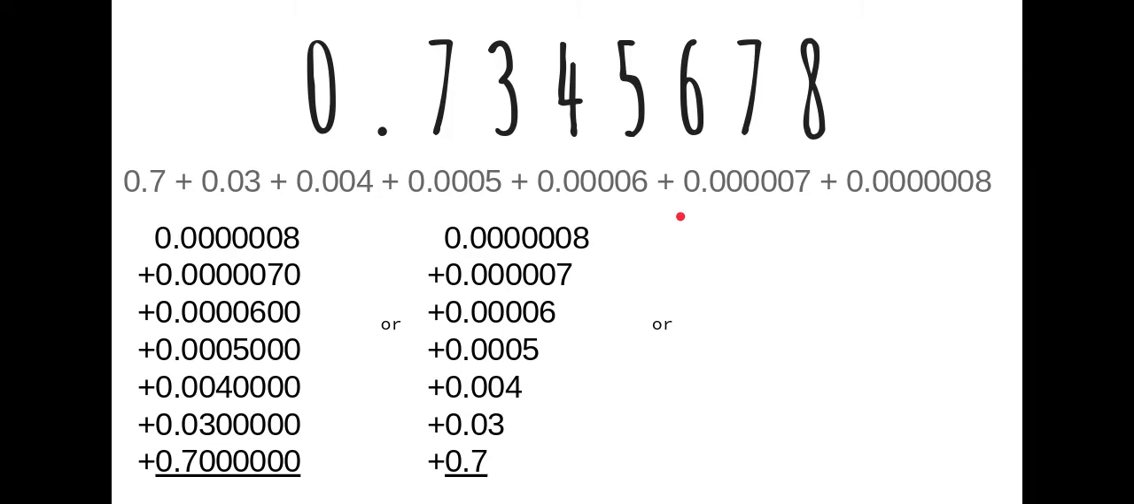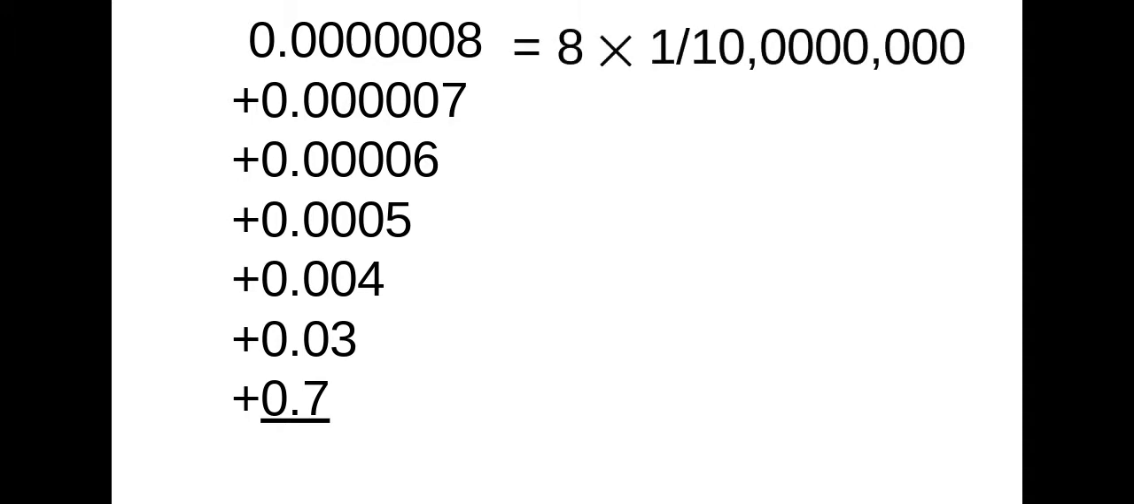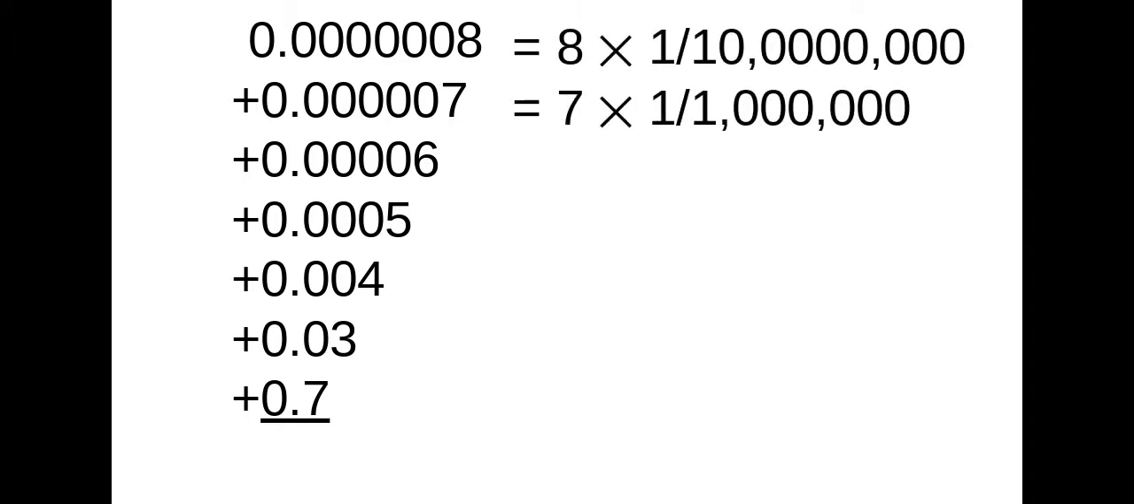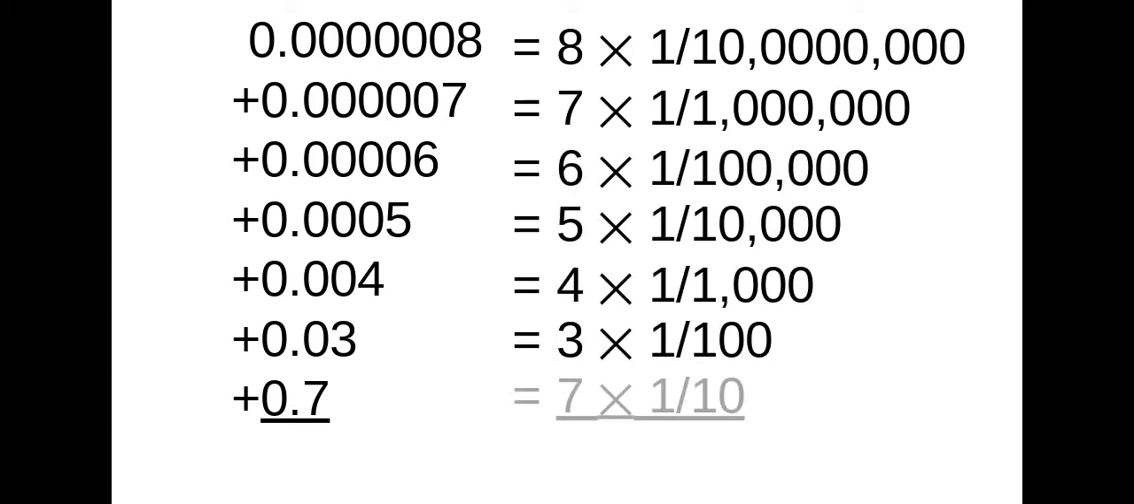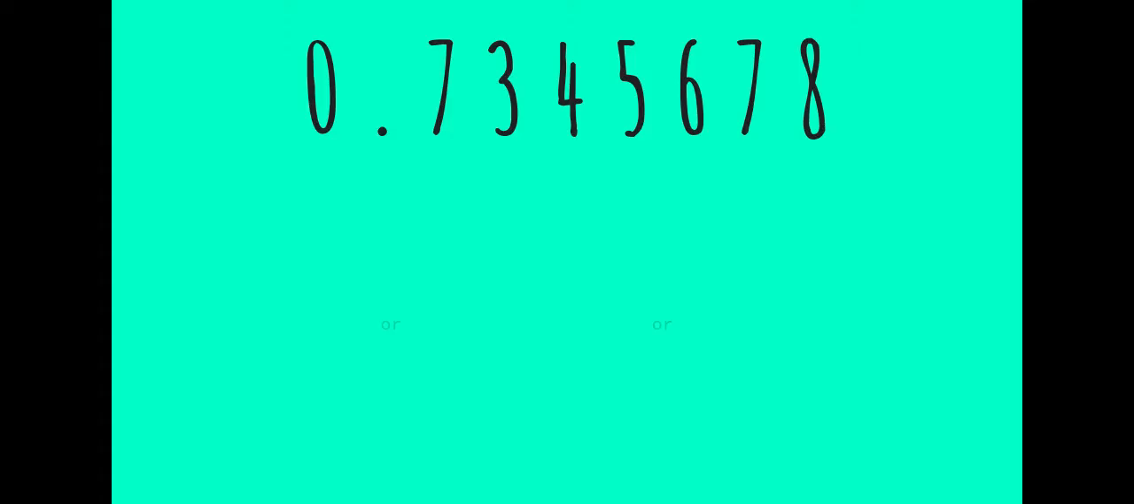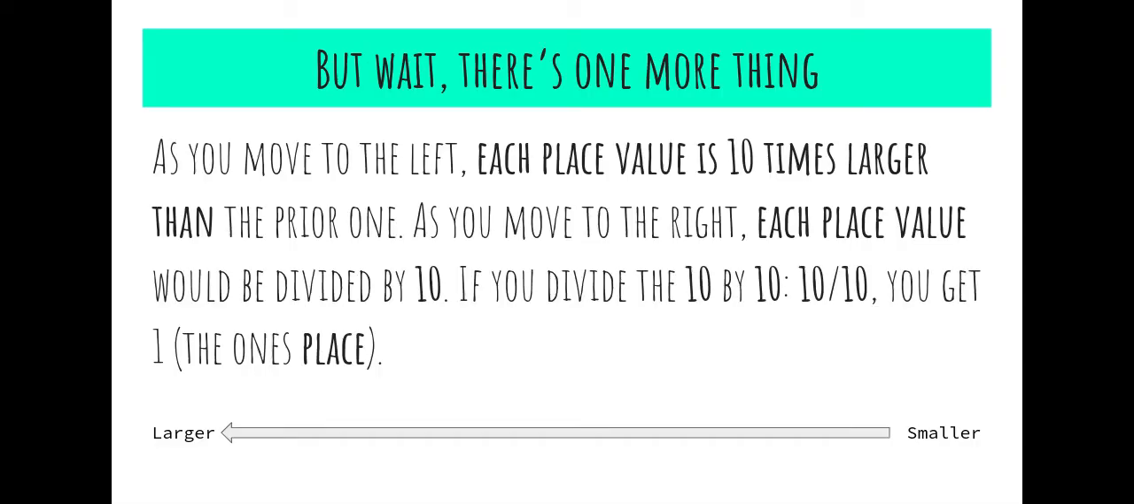Finally, you can write it in such a way that it kind of looks like exponential notation, but you're multiplying out the fractions they correspond to. Here we have it. 8 times 1 over 10 million. 7 times 1 over 1 million. 6 times 1 over 100,000, and so on down the line. And there we have it. Expanded form for decimal numbers.